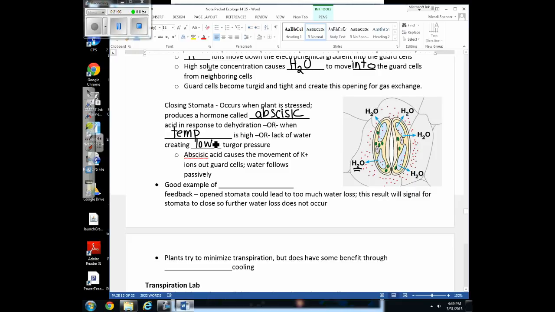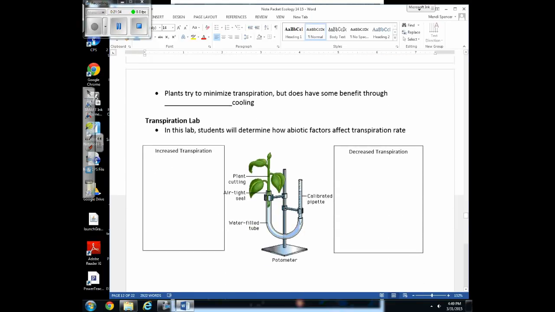So this is a good example of negative feedback, when the end result is actually going to stop this process. So for example, the plants open their stomata, and this is the end result. It ended up in water loss due to transpiration. So this water loss, in turn, can actually turn off the opening of the stomata, and the stomata are going to close.